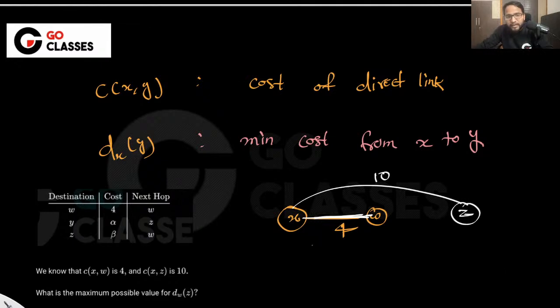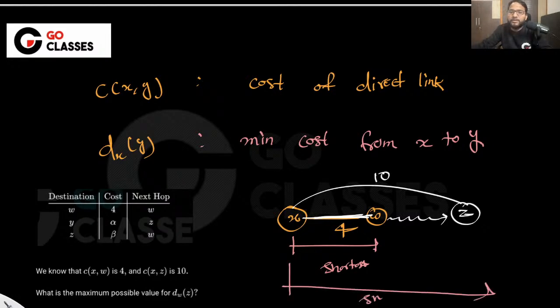Now we need to check what is the distance from W to Z. I mean, what should be the minimum distance from W to Z? Now see here, they have said that this is the minimum distance. If you want to go from X to W, this is the shortest. Similarly, they have said if you want to go from X to Z, then you must go via W, right? Which means this is also shortest. You will first go to W, and then from this W you will take the minimum distance from W to Z. So basically, this is also sorted.